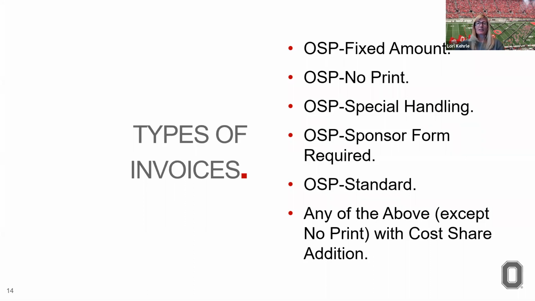When setting up the bill schedule, Fiscal will need to select an invoice type. These invoice types are similar to the ones we use today in PeopleSoft. Although the invoice type is not a required field in Workday, we must enter a value. So leaving the field blank means the invoice PDF cannot be generated. And this could be a problem if we need to send an invoice to the sponsor.